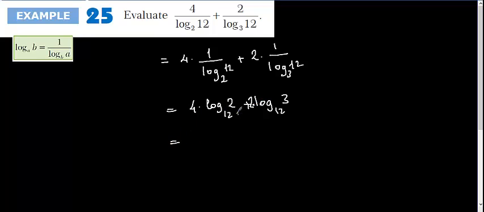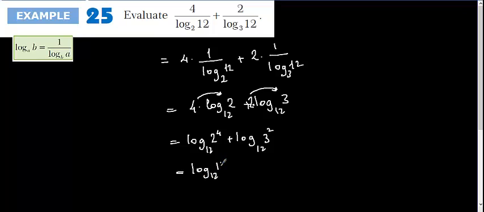And if you want to do any addition operation between the logarithmic expressions, you need to send the coefficients of the logarithm back as a power of the main part. Logarithm base 12 of 2 to the power of 4 plus logarithm base 12 of 3 to the power of 2. 2 to the power of 4 is equal to 16. Logarithm base 12 of 16 plus logarithm base 12 of 9.